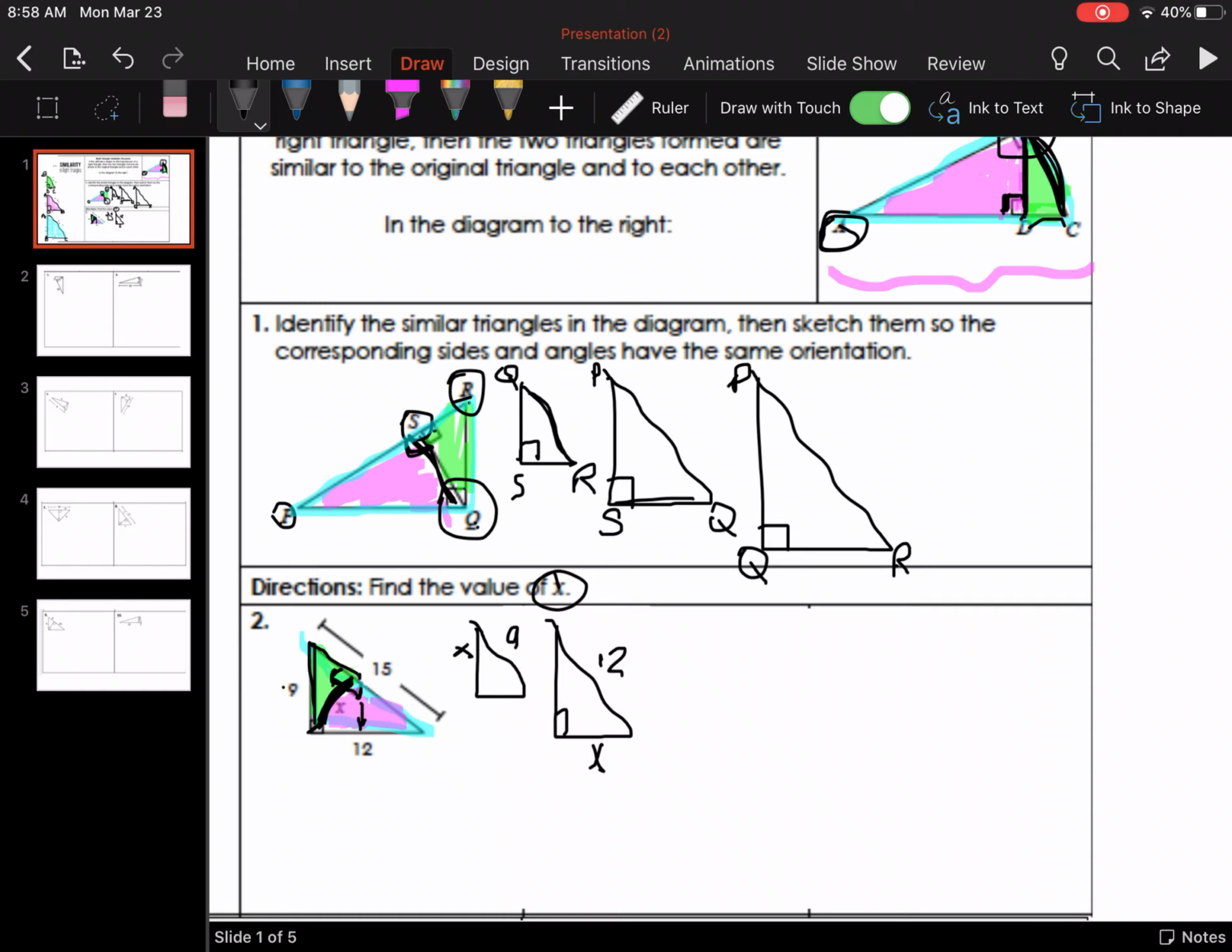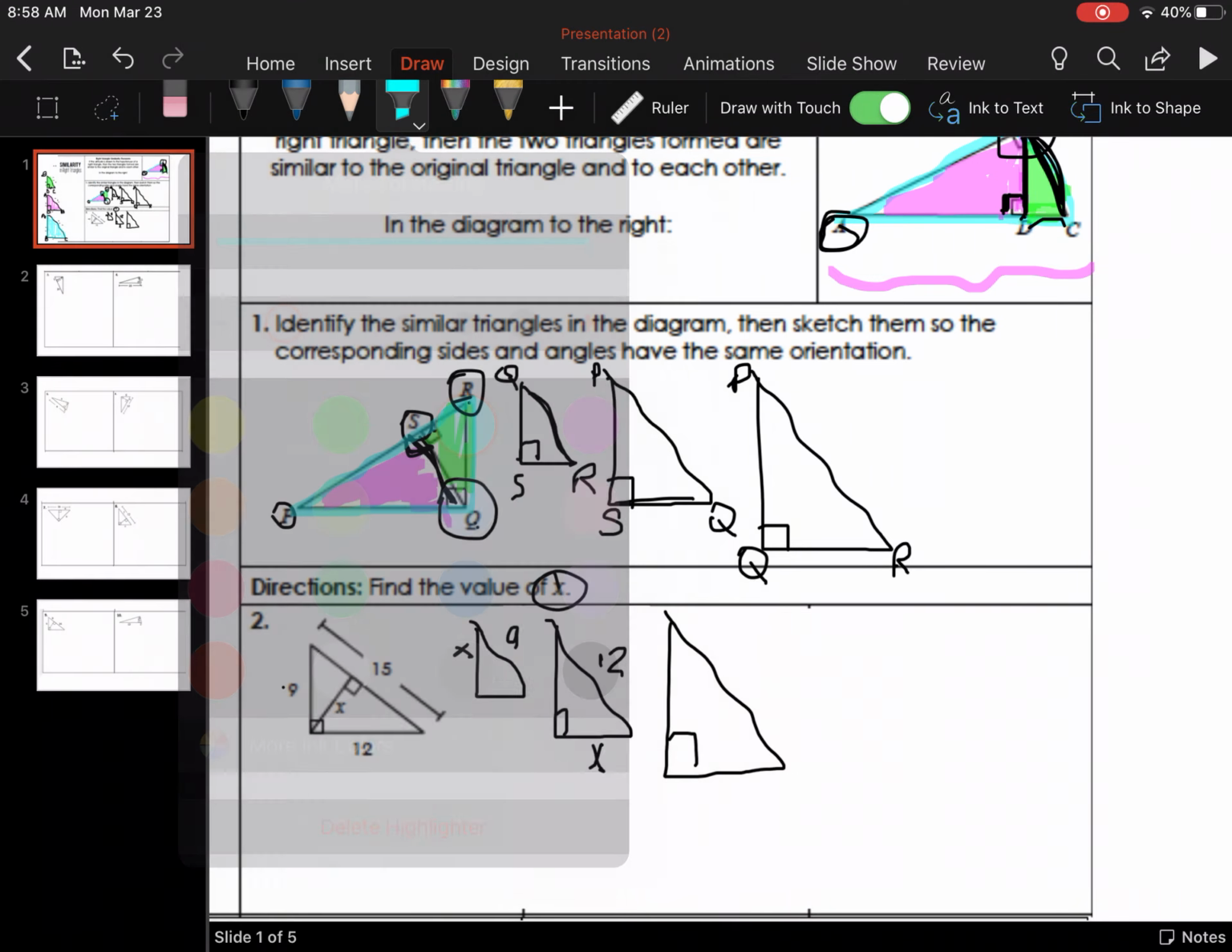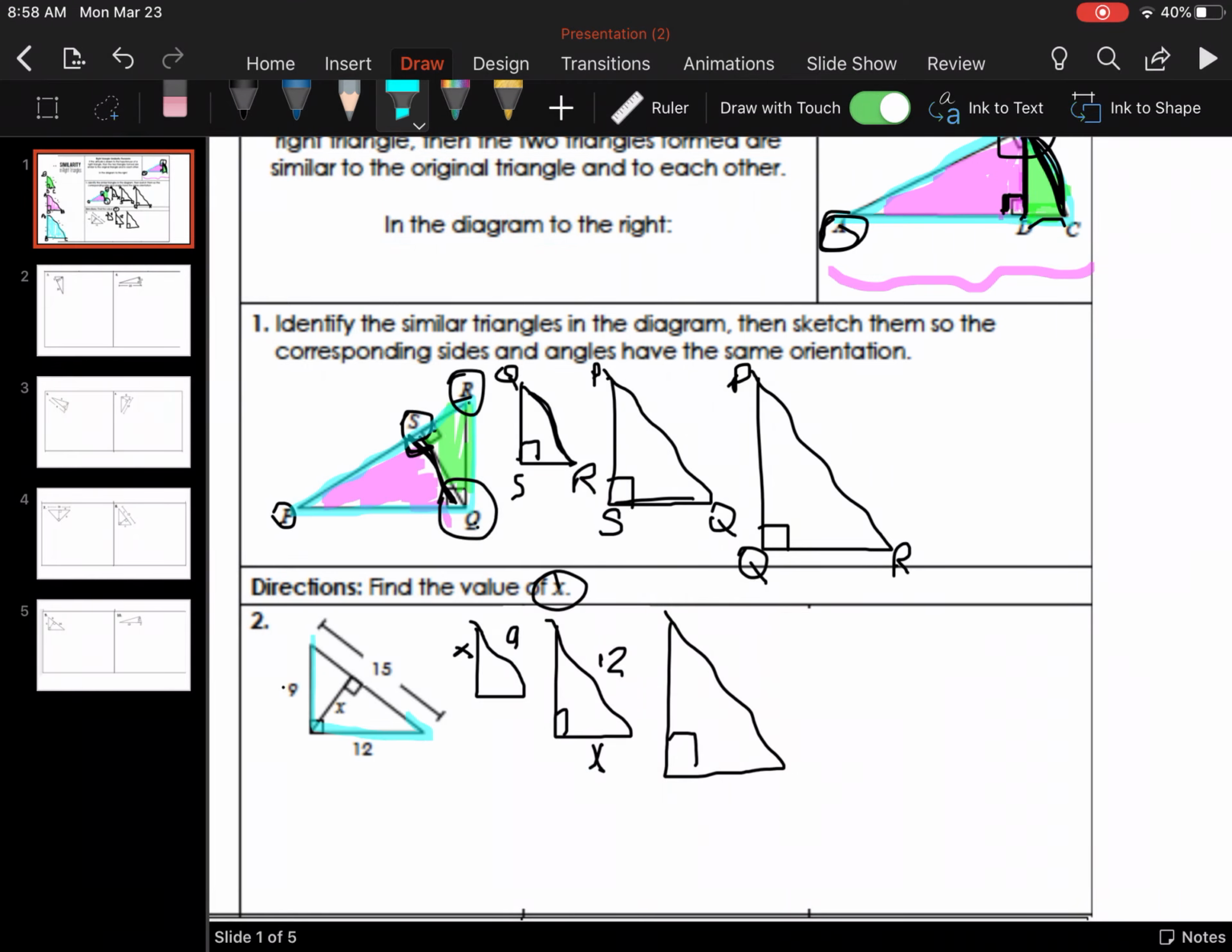And then there's that big blue triangle. Look for the right angle. I'm going to actually erase this so we see the big one a little bit better. There it is. I'm going to outline it in blue. So we're only focusing on this one. Look for the right angle. Right angle is here. Look for the shortest side. Shortest side is here, 9. So that's going to go on the bottom. That's my shortest side there. The hypotenuse is 15 because that's across from that right angle. And then the other leg is 12.